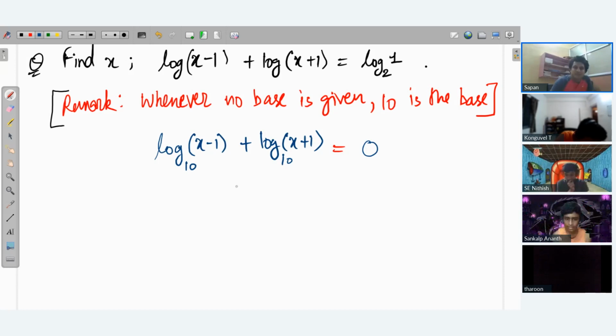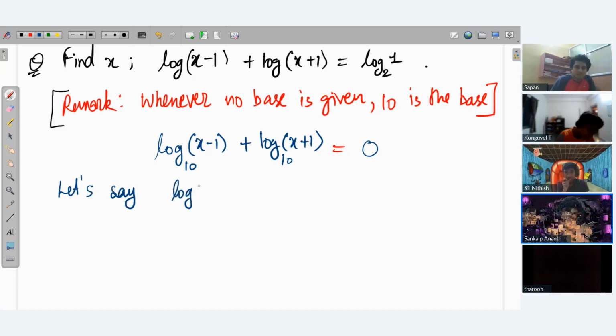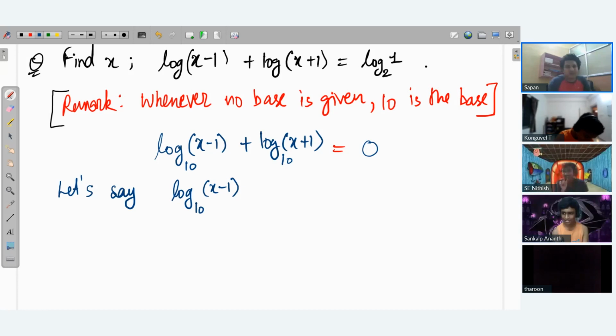Okay. So let's say that... Can we add logs, sir? Like log 2 to the power of 1 plus log 2 to the power of 1 is equal to log 2 to the power of 2? At this stage we cannot. But we'll see. There is a way to deal with that also.